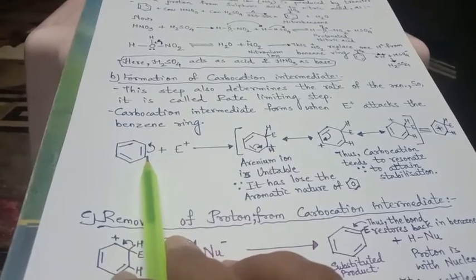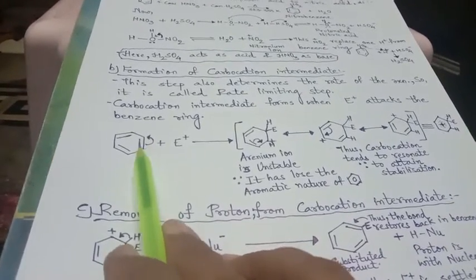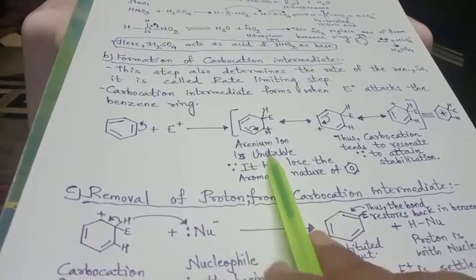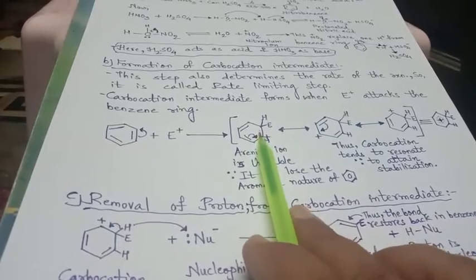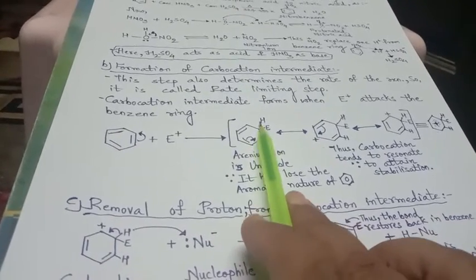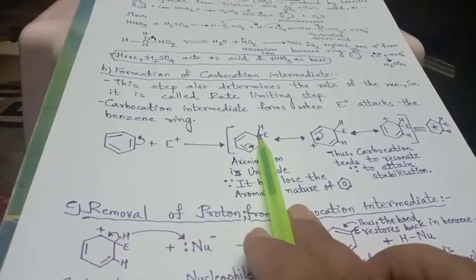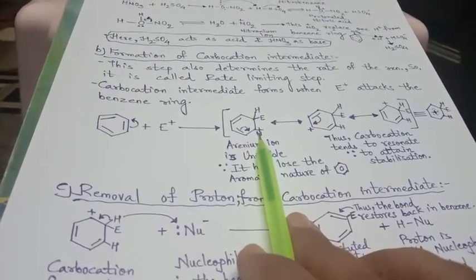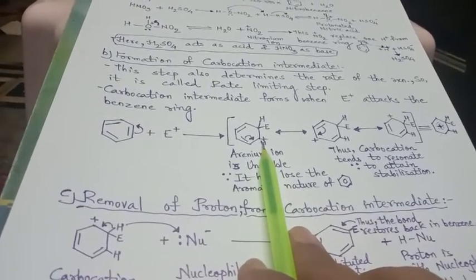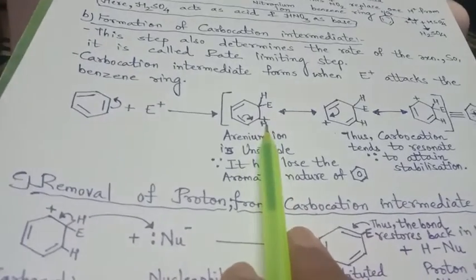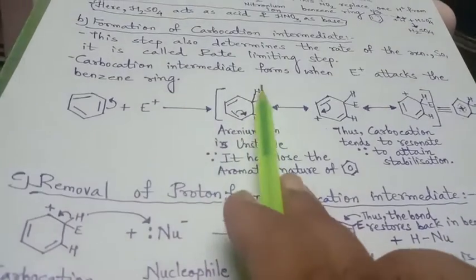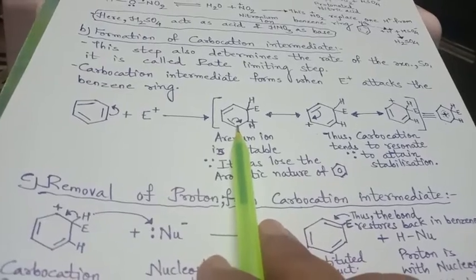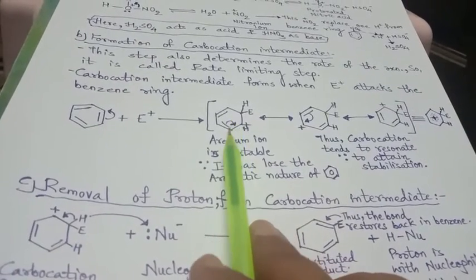So a positive charge will be left on this carbon, because the bond between these 2 carbons is used. So what we get here, see, this bond is removed from here. H is already there. The electrophile is attacking here, and this positive charge will now be on this carbon. Now you can see that this can undergo resonance. This formation is called the arenium ion. The arenium ion is unstable. Why unstable?